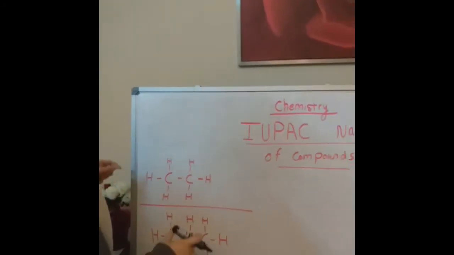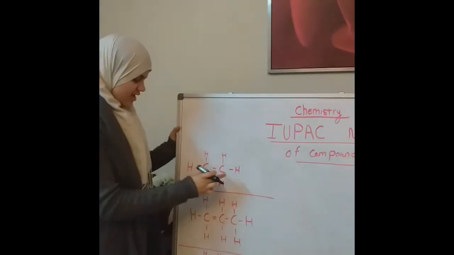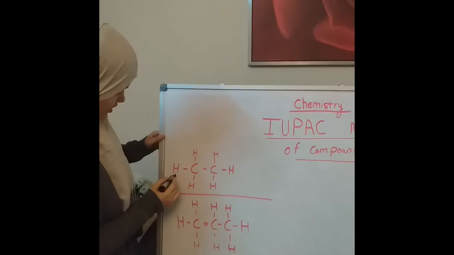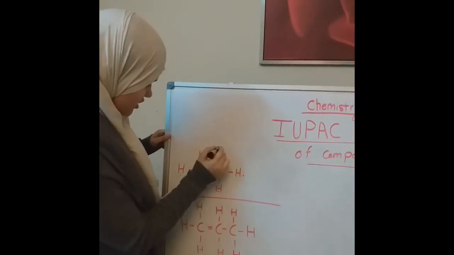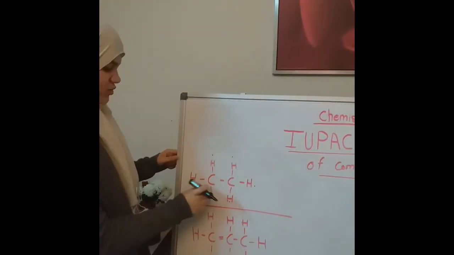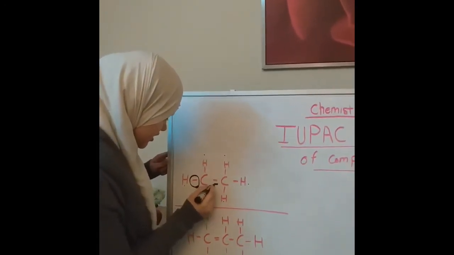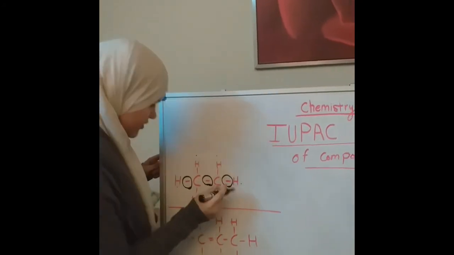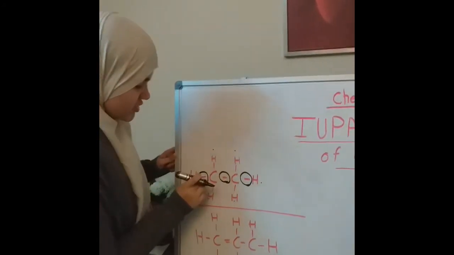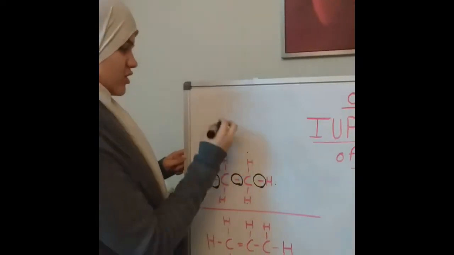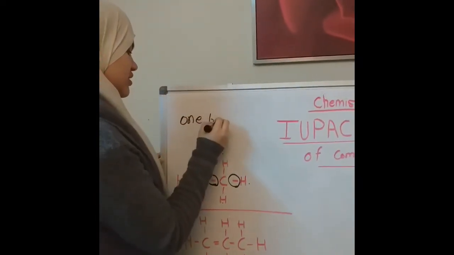So let us take the first example. Here, of course, hydrogen in every place, but we have here carbon and carbon. Here's the one dash here. Can you see the one dash here? And here also, and here. There is only one dash. That means one bond. We have one bond.